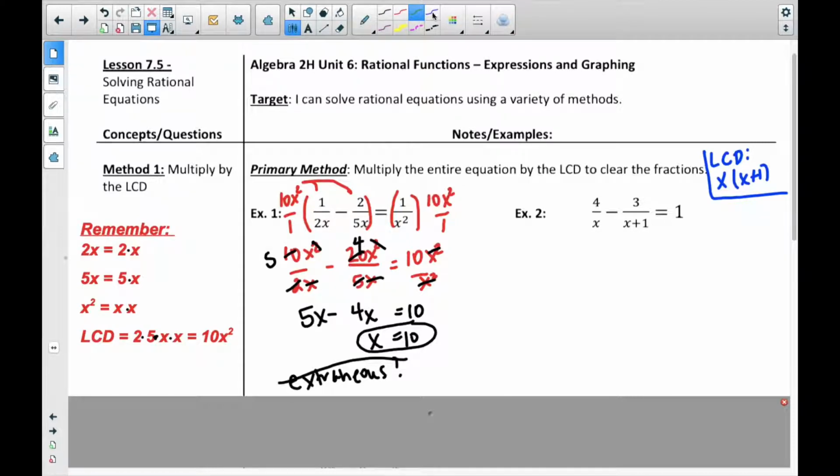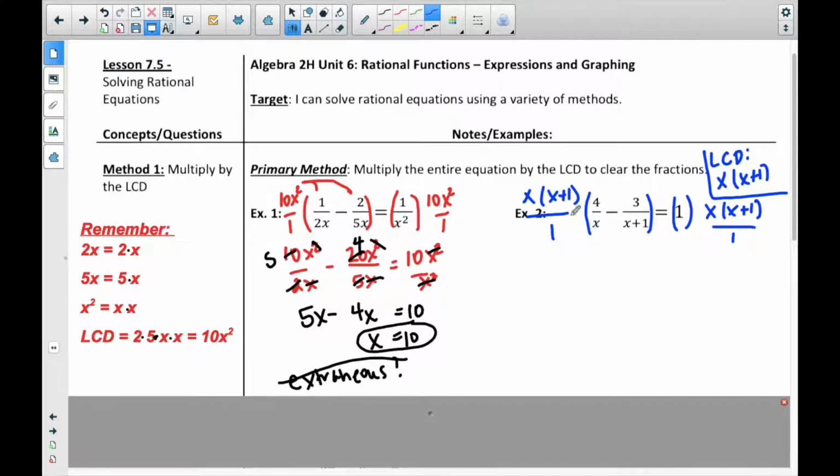So for our LCD, we determined it was x times x plus 1 because those are the factors that are involved. And so when I multiply this, I'm going to multiply both sides by x times x plus 1 over 1. And the reason I can do it over 1 is because I'm doing it to both sides. So sometimes we do it over itself, but this time we're doing it to both sides. So anything you do to one side, you have to do the other side. And so that's why it's okay to do that.